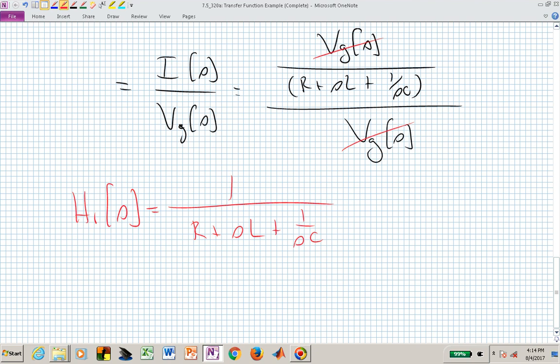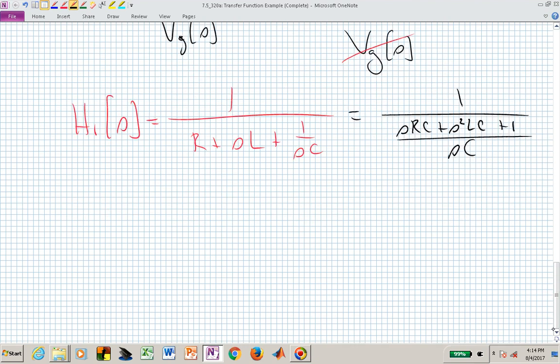And we don't really want that. We really just want polynomials in the numerator and polynomials in the denominator, and we can find that here by putting the denominator terms over a common denominator, which is SC, so that we now have SRC plus S squared LC plus 1.